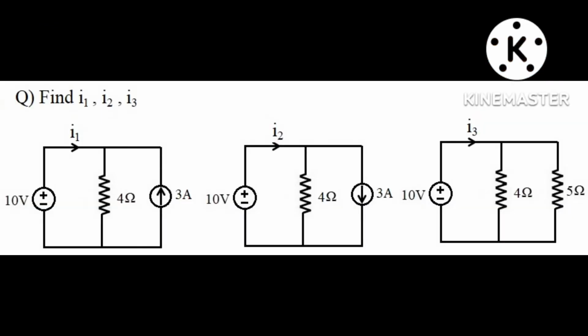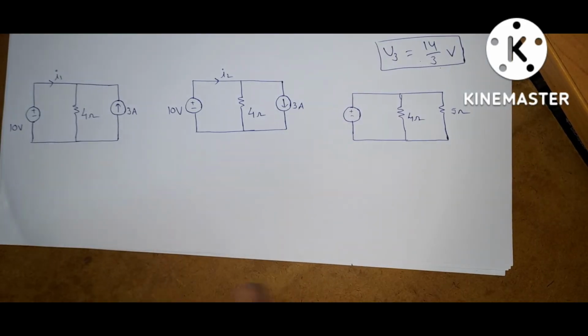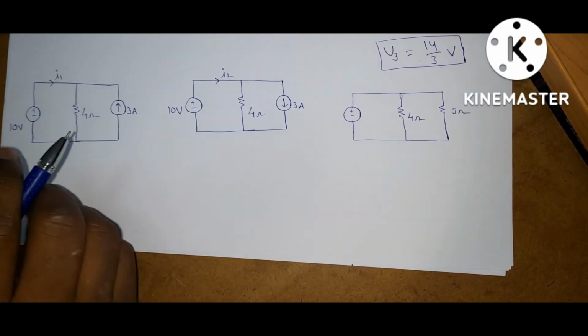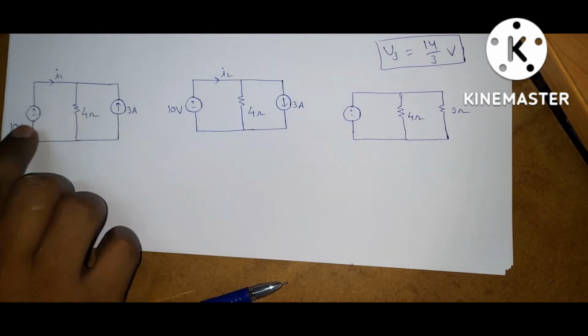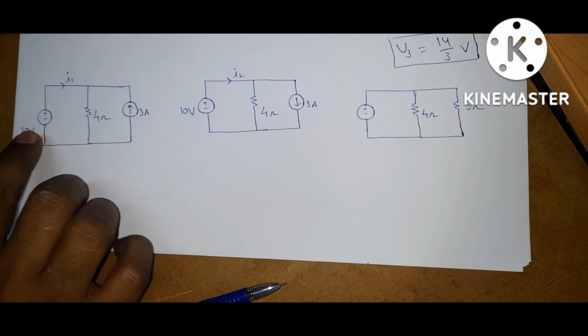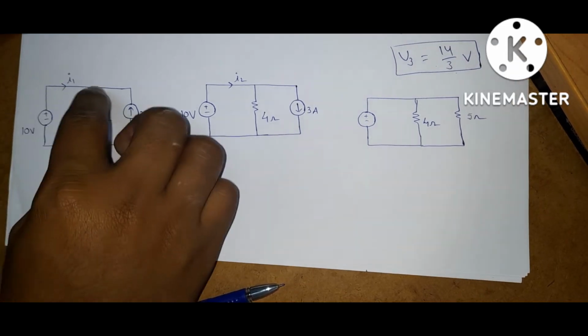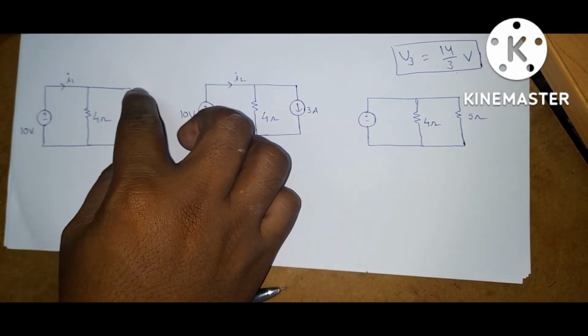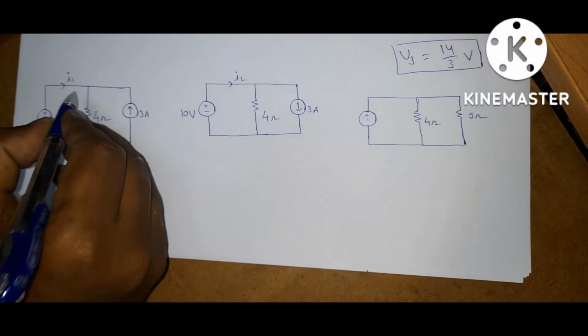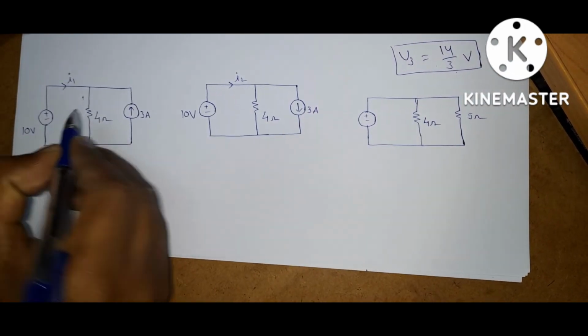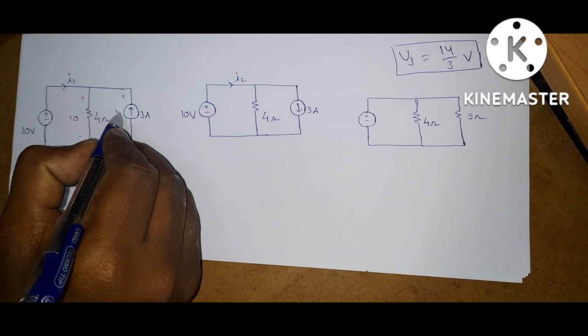Next question is to find I1, I2, I3. These are the given circuits. In the first circuit, the voltage across all the elements is the same because all these are connected in parallel. So this is a voltage source, and the voltage across this element and this element are the same, that is 10 volts.